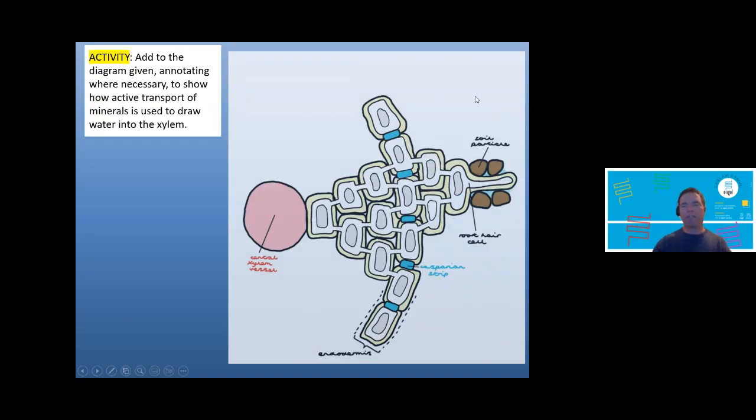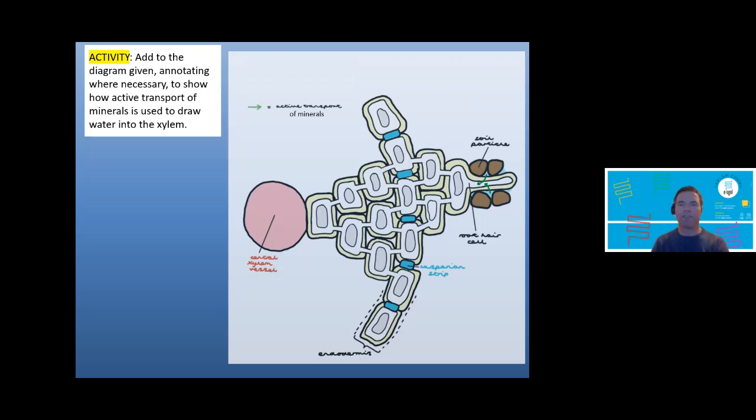It's worth mentioning here, I'm going to show you this, and then we're going to try and look at some questions on this as well. The role of minerals here. So this is a similar idea. What about the role of minerals? You can see I've drawn on a root hair cell here. Minerals do have a role in transporting water into the plant, because minerals get actively transported from the soil water outside into those root hair cells.